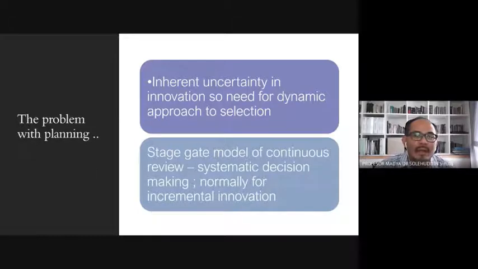Another important thing that I would like to highlight for this chapter is the problem with planning. When you do planning, it is good. Planning is the first thing that we want to do, but when we plan, there are problems that we are facing. One of them is the inherent uncertainty in innovation. So there is a need for a dynamic approach for selection. Another thing is the stage gate model of continuous review. We need systematic decision making. But this one applies normally for incremental innovation.